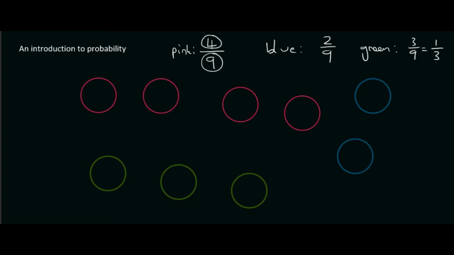What would be the probability of choosing a pink or a green? So that's going to be 7 out of 9, pink or green, because you don't mind if you put your hand in that bag, you just want to choose a pink or a green. You don't care which one of those it is, so you've got a chance of 7 out of 9.